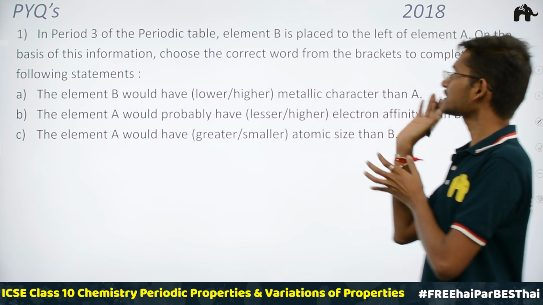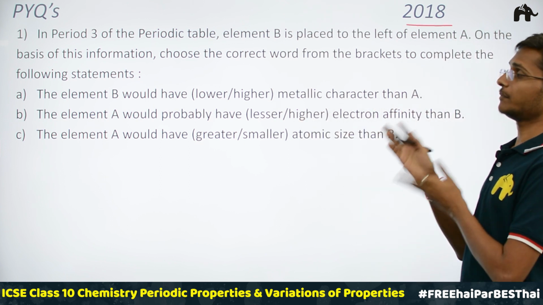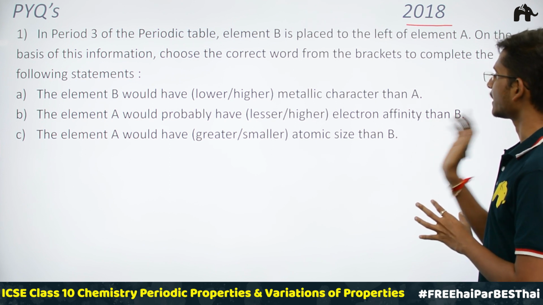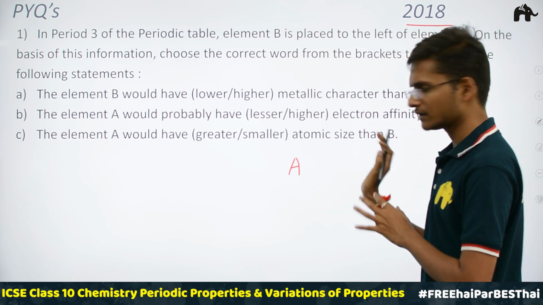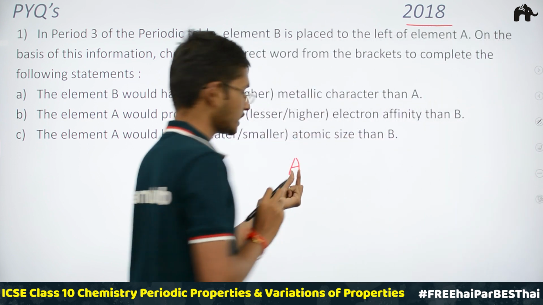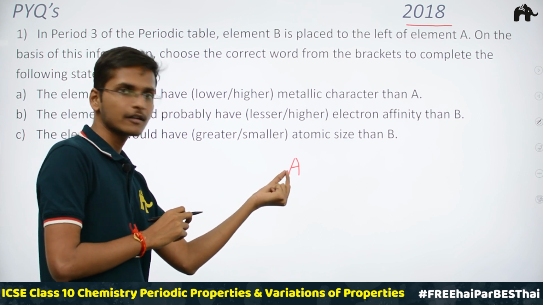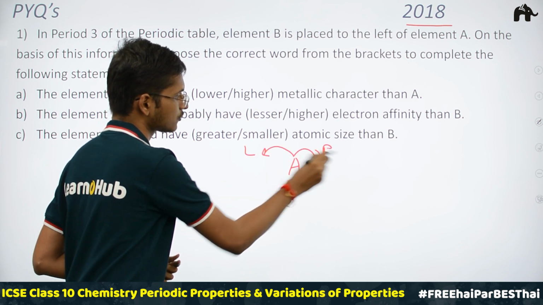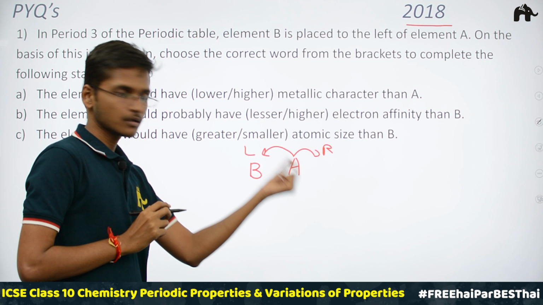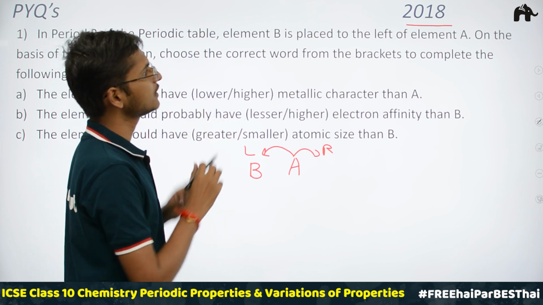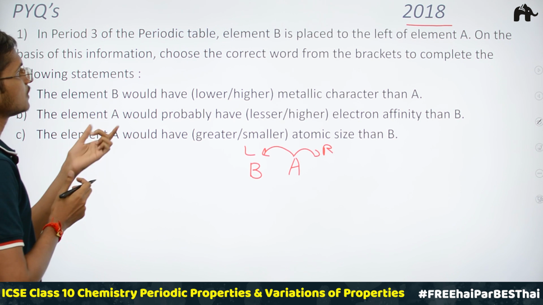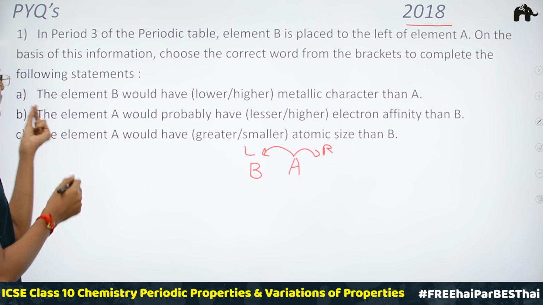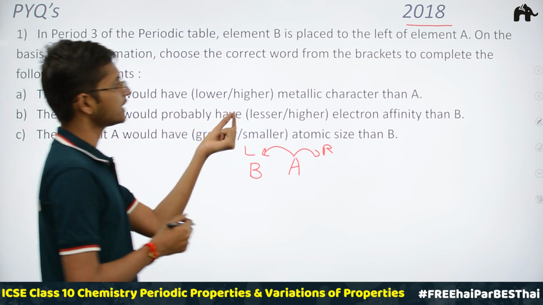This question was asked in your examination in 2018. So what is the question? In period 3 of the periodic table, element B is placed to the left of element A. Suppose I have written element A here. Now element B is placed to the left of element A. So left is this, right is this. So to the left of element A, element B is placed. Now on the basis of this information, choose the correct word from the brackets to complete the following statements. The element B would have lower/higher metallic character than A.